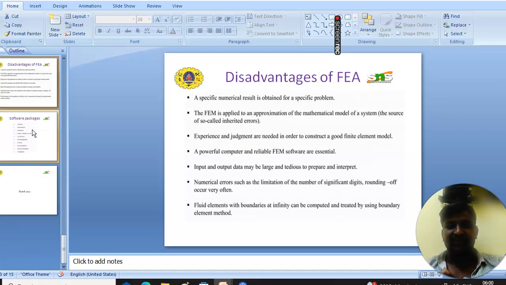A specific numerical result is obtained for a specific problem. The FEM is applied to the approximation of a mathematical model of a system. Experience and judgment are needed in order to construct a good finite element model. A powerful computer and reliable FEM software are essential. Input and output data may be large and tedious to prepare and interpret. Numerous errors, such as limitation of the number of significant digits and rounding, occur very often. Fluid elements with boundaries at infinity can be computed and treated by using the boundary element method.